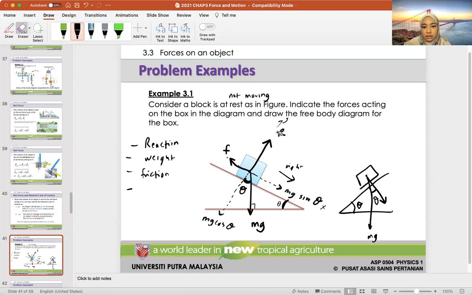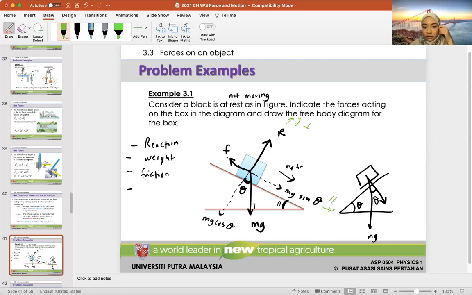Kenapa saya cakap this is your y and this is your x? Sebab itu memudahkan hidup saya untuk cakap this is x and this is y. Nanti kita nak resolve nanti, kita akan resolve with respect to the y in this way, resolve with respect to the x in this way. Ataupun we can call this as perpendicular component and parallel component. Boleh.